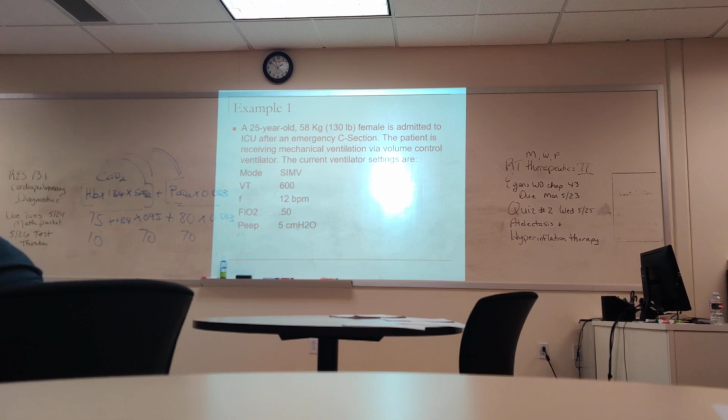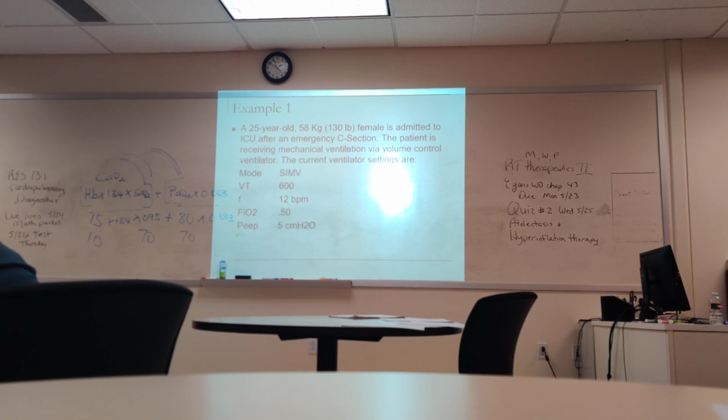Now, this is the reason why we're doing this, because they have it hooked up to mechanical ventilation questions. So let's go over a few of them here. It says that a 25-year-old, 58 kg female is admitted to the ICU after an emergency C-section. The patient is receiving mechanical ventilation via a volume control ventilator. The current ventilator settings are mode SIMV, tidal volume 600, frequency 12, FiO2 50, PEEP 5.